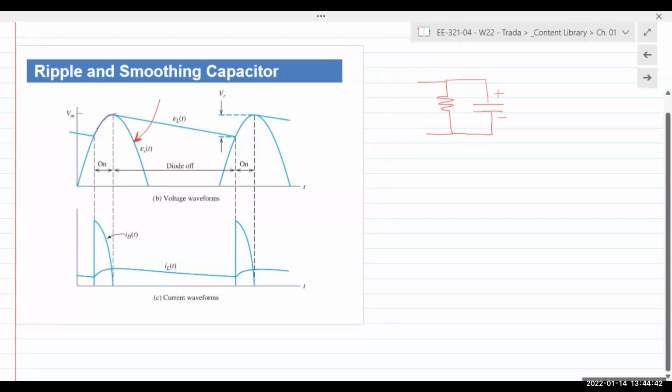So I'm drawing in red the point where the capacitor charges, okay? And then in the negative half cycle, so when diode is on, capacitor charges. When diode is off, what happens? Capacitor is now going to discharge.